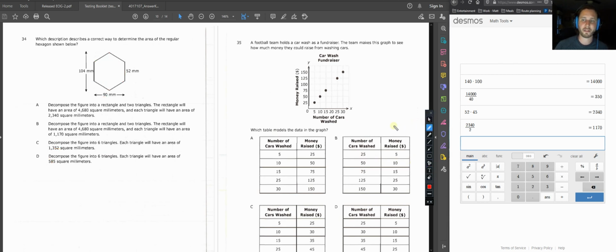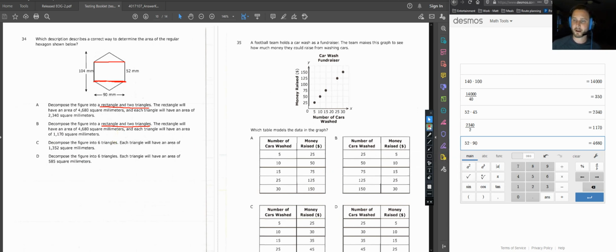So instead, what they suggest is that you could decompose the figure into a rectangle and 2 triangles. Now, if I were to do this, I could simply cut it this way. And I could cut it so that my rectangle has a height of 52 and has a base of 90. Well, we can solve that pretty easily. 52 times 90. And that does give me 4,680, which is the same for both A and B. So unfortunately, this means we do have to find the area of my triangles.